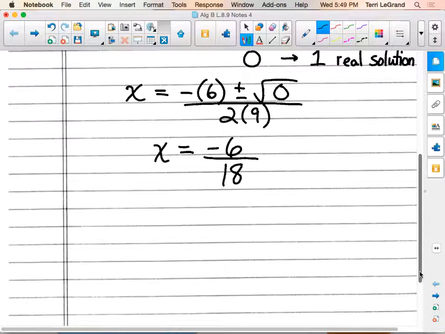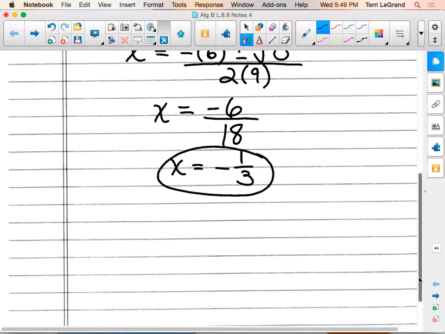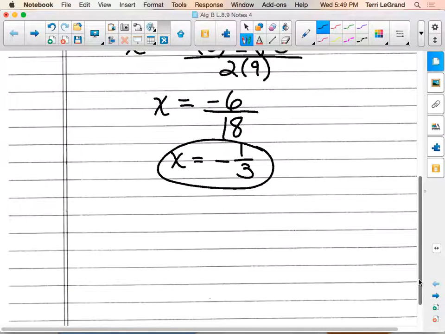How many 18s can you take out of 6? I don't even care about the negative sign right now. Well, not very much. Not 3. So we are going to leave this as a simplified fraction. A negative divided by a positive is a negative, and 6/18 is 1/3. I can almost hear you, even though I'm in the classroom all by myself. So our one real solution is x equals negative 1/3.